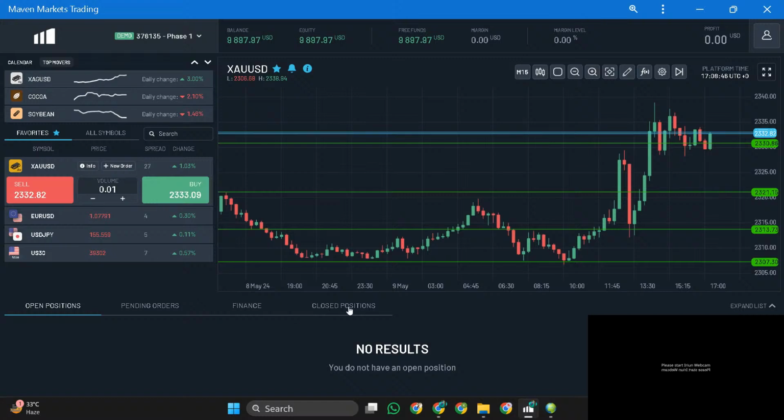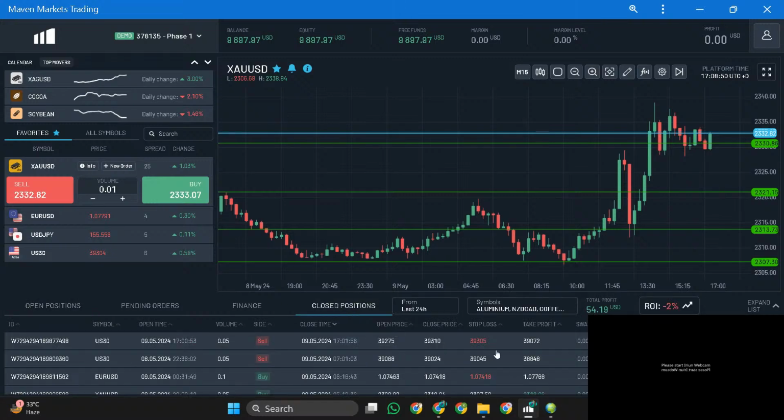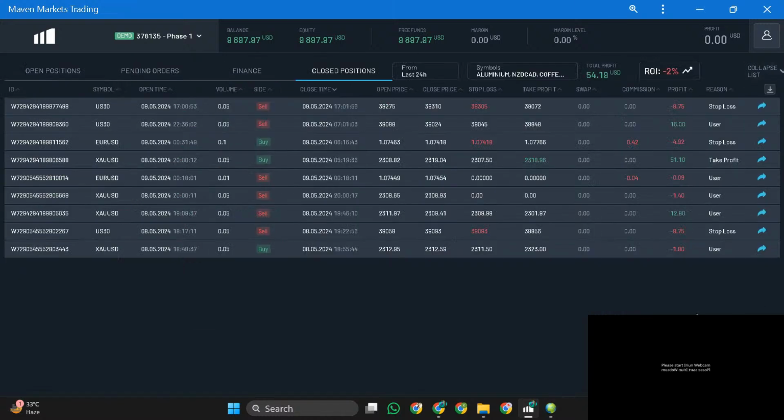So let me show you my previous trades. So I lose there $8.75. I lose there, and you can see on other trades. These are yesterday's trades. You can see here is the loss, here is the loss, and the rest all three are positive. We'll be waiting for some trades today.